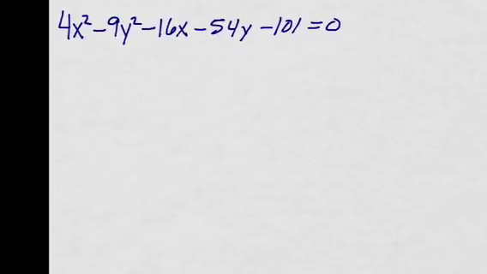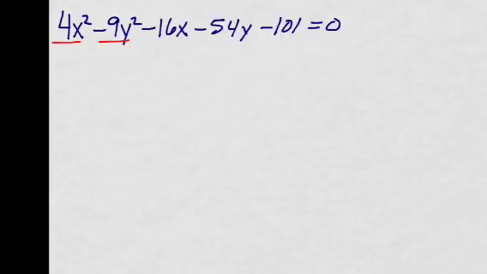So here we have 4x squared minus 9y squared minus 16x minus 54y minus 101 equals 0. There's our equation. What shape is this? We can tell right from the beginning that it is a hyperbola, because the x squared and the y squared are being subtracted. The coefficients are different, I don't know if that matters, but they're being subtracted, and that's what's going to clue us off here.